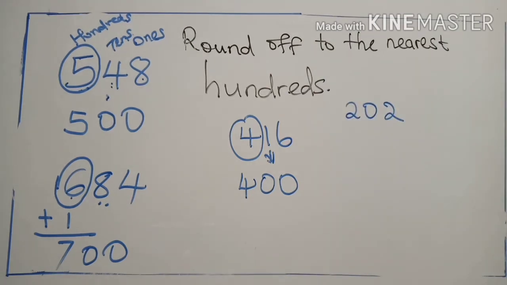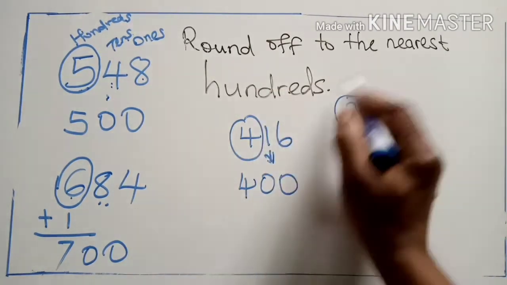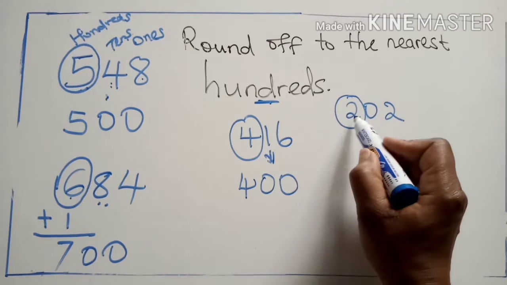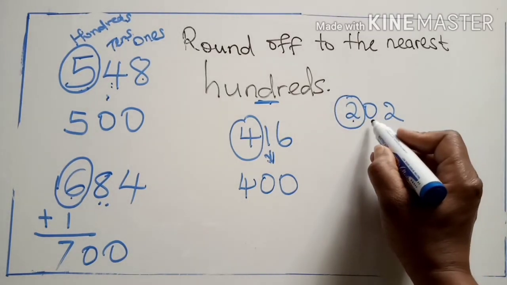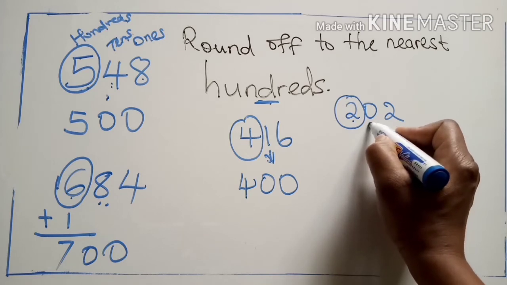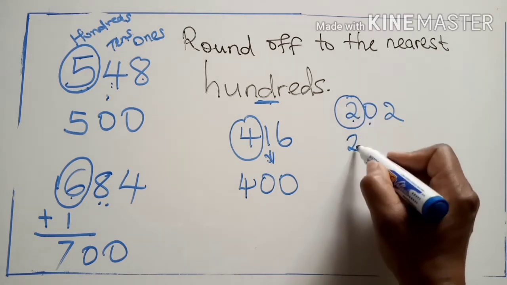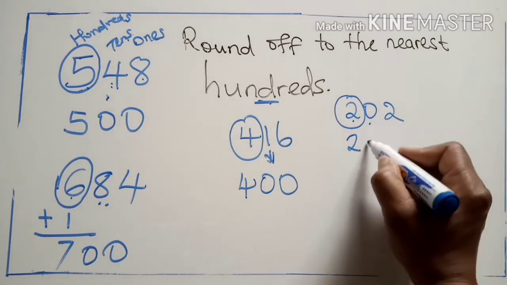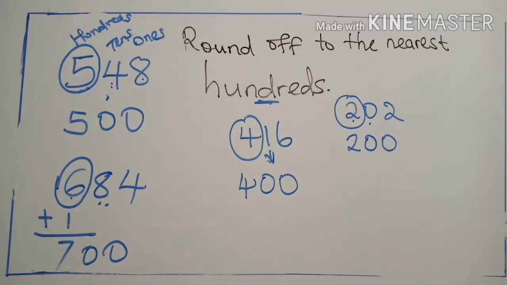If we have 202, we are going to circle our hundreds. We want to round off to the nearest hundreds, remember. So circle the hundreds. Then look at the number to the right. It is less than a 5. So we will round down. We're going to say we have 2, and then every number after that is converted to a 0. So 202 rounded off to the nearest hundreds is 200.